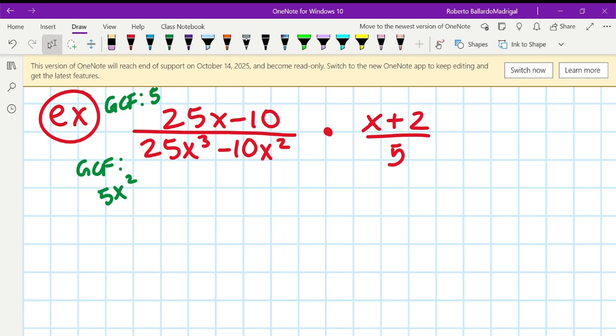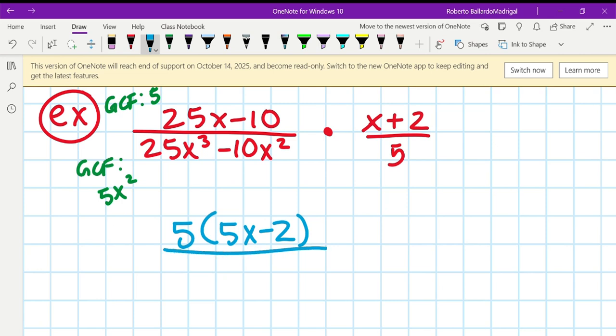If I'm taking out a 5 from the top, then I'm going to have a 5 on the outside. And inside my parentheses, I'm going to have the terms to get me back to what I started with. So 5 times 5x will get me back to 25x. And 5 times negative 2 will get me back to negative 10. That is the numerator of my first fraction. That is how it is going to look once it is simplified.